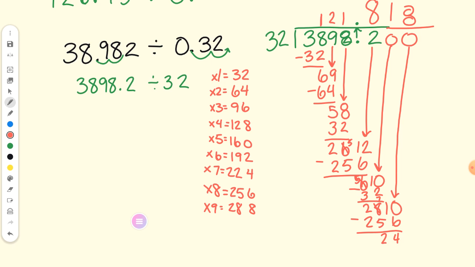What do I have to do? Add another 0. How many times does 32 go into 240? 6 or 7? 7. 224. I'm going to subtract. Okay, now we have gone out 4 decimal places.